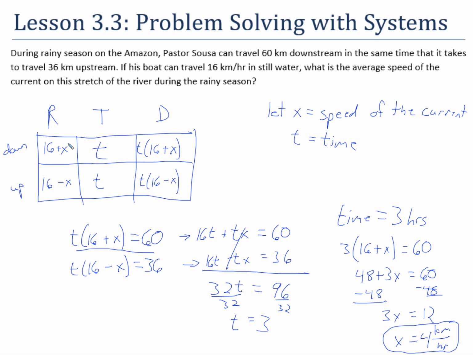Again, the big idea is when you're going downstream, you take the rate of your boat plus the rate of the current, and upstream it's minus the current. And there are similar things with planes, where a tailwind is going to be plane speed plus airspeed or current, and a headwind would be plane speed minus current or airspeed.